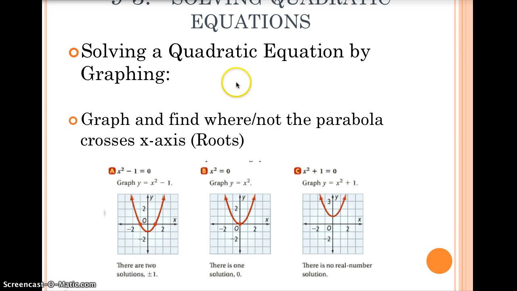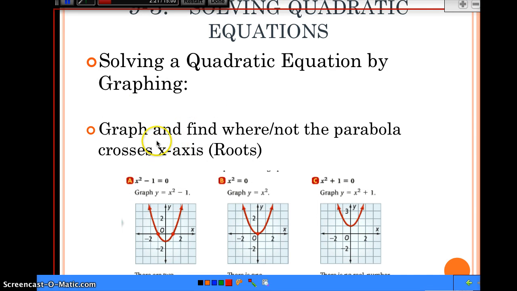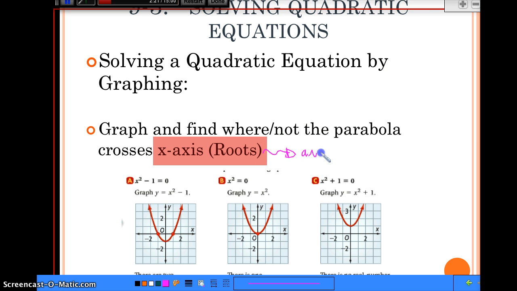Alright, this is 9.3, which is solving quadratic equations. Solving a quadratic equation by graphing. You guys have been taught how to solve a quadratic equation by factoring it. We're going to look at the graphing side of it. You're going to graph and find where or where not the parabola crosses the x-axis. Where it crosses the x-axis is called the roots. And roots is a fancier way of saying the answers. So really, we want to figure out where it crosses the x-axis.